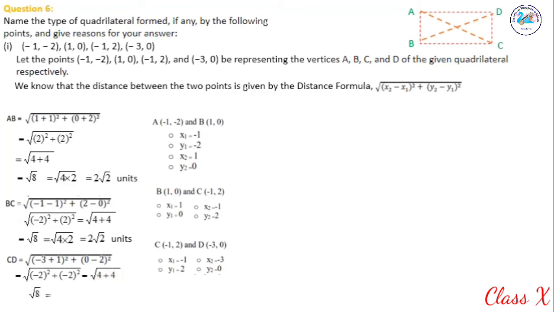4 plus 4 is root of 8. 8 we have to split like before, root of 4 into 2. Then root 4 will come out as 2. So 2 root 2 unit is the length of the side CD.